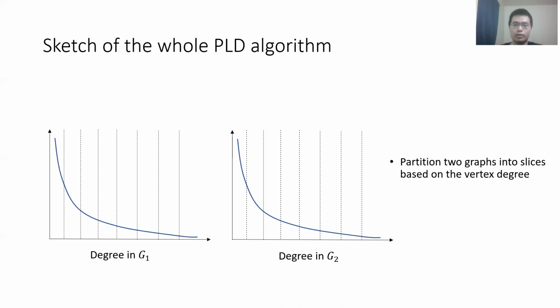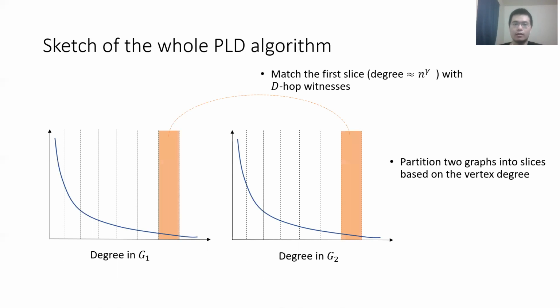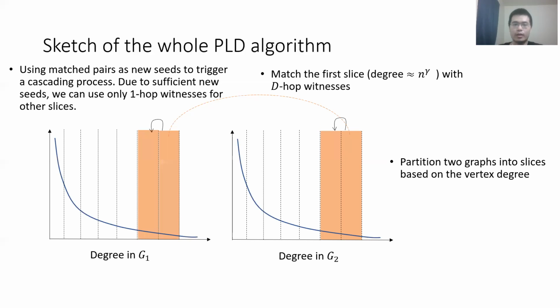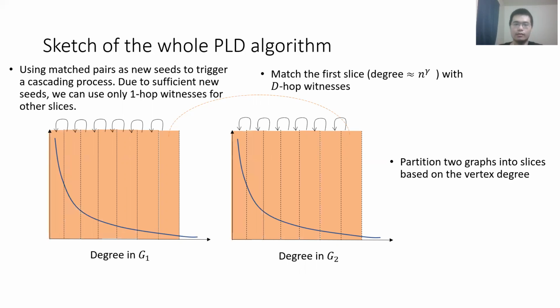To address the degree fluctuation in power law graphs, we first partition graphs into slices consisting of vertex pairs with similar degrees. Then we use D-Hop witnesses to match vertices in the first slice whose degrees are about n to the power of gamma. Then we can use these matched pairs as new seeds to trigger a cascading process to match the rest of the graphs slice by slice. In the end, the algorithm returns to match the 0 slice with the highest degrees. Due to sufficient new seeds, we can use only one-hop witnesses for other slices.